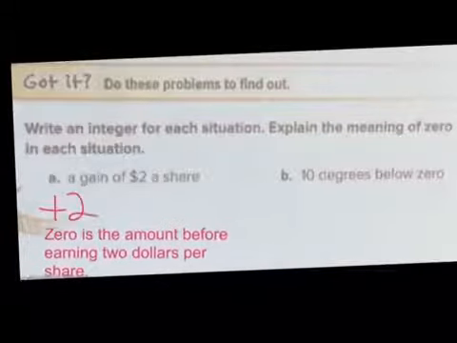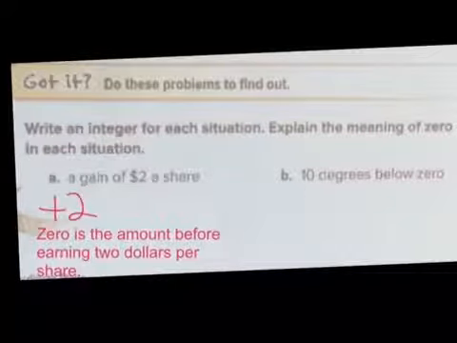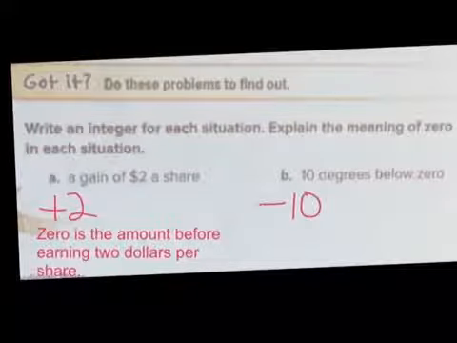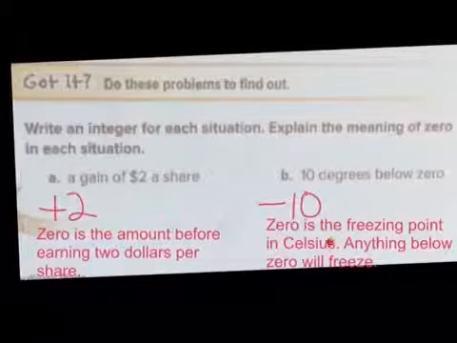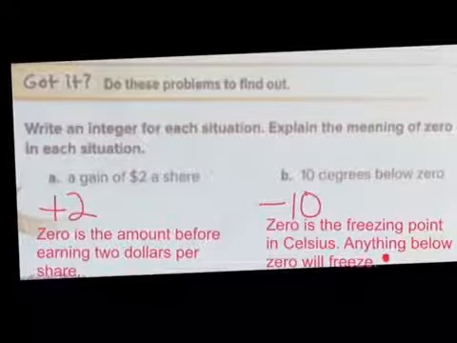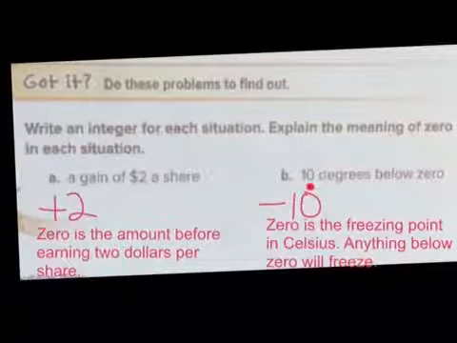Okay, question 10, B. 10 degrees below 0. We use a negative 10 because it's below 0. In this case, 0 is the freezing point in Celsius, right? When we count by Celsius, anything below 0 will freeze. So 10 degrees below 0, 0 is our starting point. We can count up and it gets warmer. If we count down from 0, it gets colder into freezing temperatures.